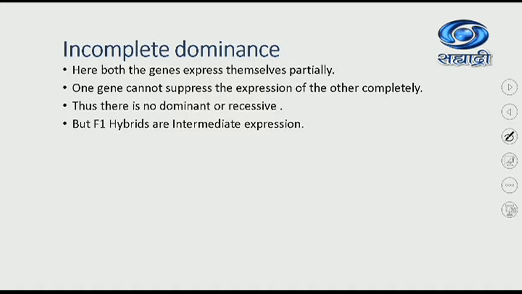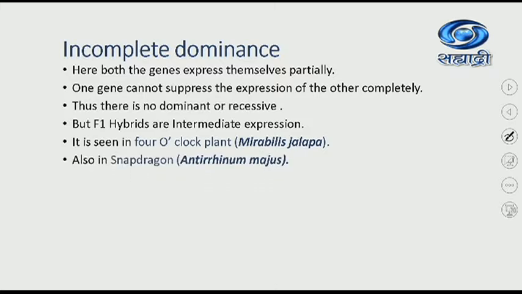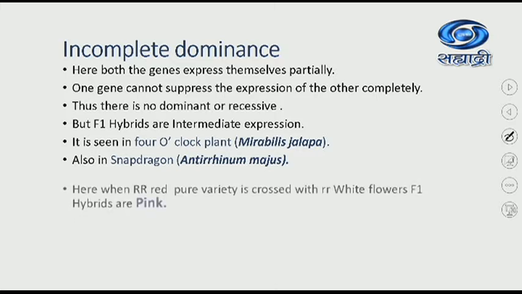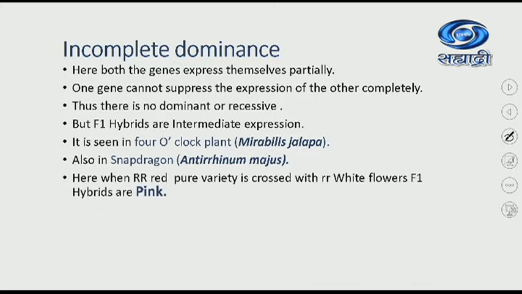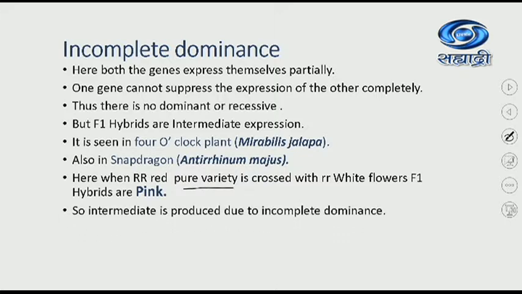And F1 hybrids are intermediate. They are neither like the dominant parent nor like the recessive parent. They are in between, intermediate expression. It can be seen in the 4 o'clock plant, Mirabilis jalapa. It can also be seen in Snapdragon, Antirrhinum majus. We'll see the wonderful example when a pure red variety of Mirabilis jalapa or Antirrhinum majus is crossed with a white flower variety. In the F1 hybrid, neither red is formed, nor white is formed; pink color flowers are formed. So intermediates are produced because of incomplete dominance.